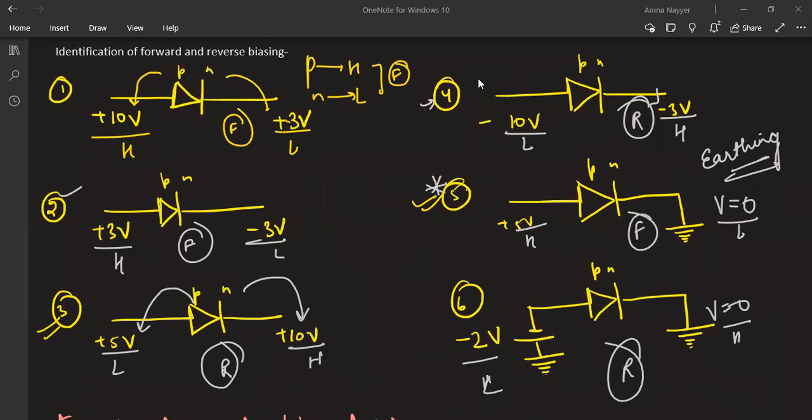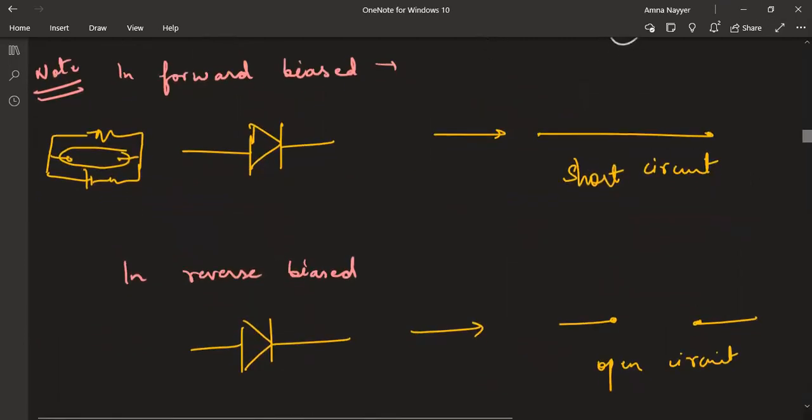So yes, if these diodes are connected in a circuit, now see what will happen. If you are able to identify whether it is forward or reverse, then your entire physics will be exactly as that of current electricity. Like we discussed, if diodes are forward biased, then you just replace the diode with a single wire. So you know what will happen. If you replace it with a single wire, it means lots of current can flow. So that means you have short circuited.